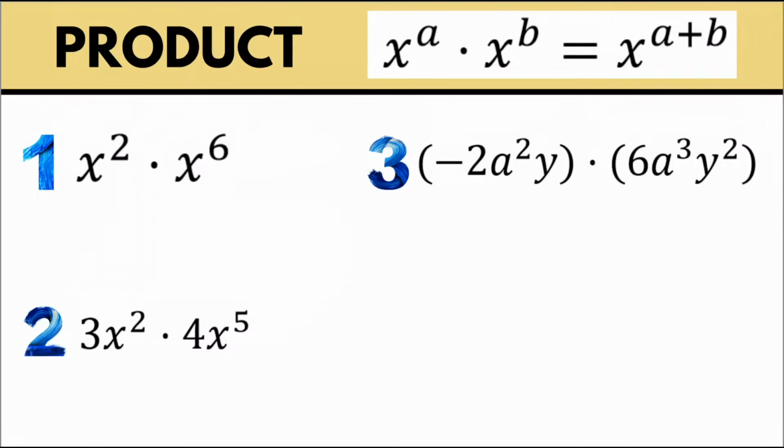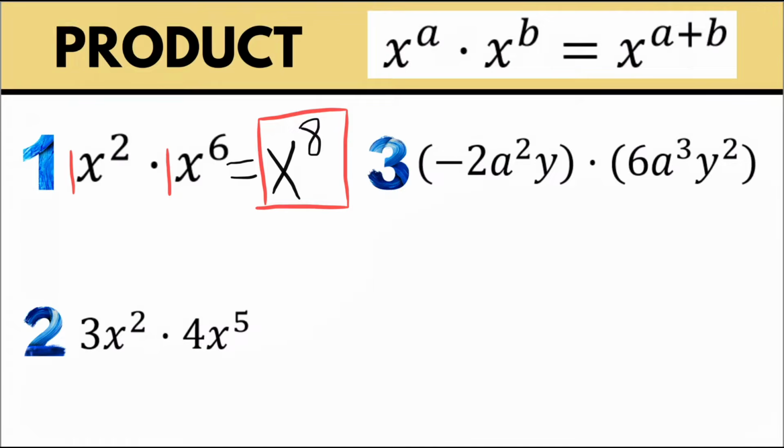So let's look at number 1, x squared times x to the 6th. If I'm applying the product rule, all I gotta do is add my exponents. 2 plus 6 gives me 8. So that means this is equal to x to the power of 8. And that is my answer. I do need to multiply the coefficients. Now, in this case, my coefficients are both 1. That is why this is just equivalent to x to the 8th.